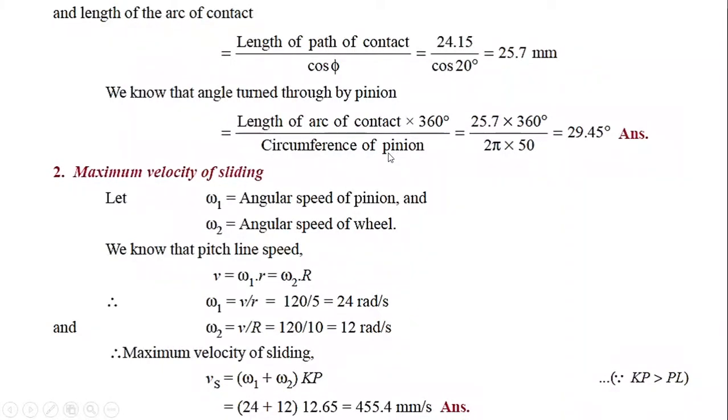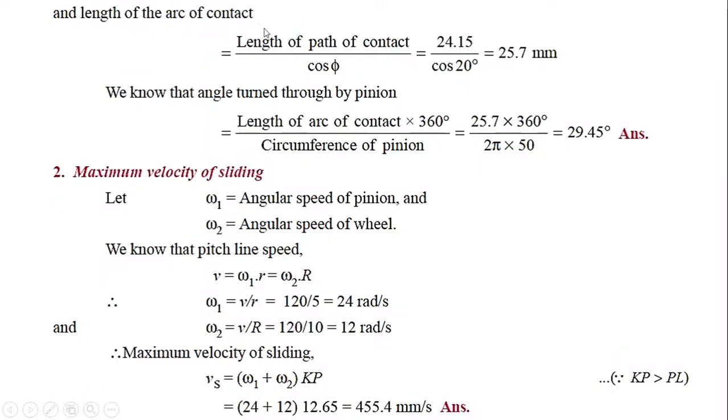This is a simple formula. Circumference of the pinion is 2 pi r, where r is the pitch circle radius of the pinion, small r value. And for this, we have to find the length of arc of contact. What is the length of arc of contact? Arc of contact is the length of path of contact divided by cos phi.